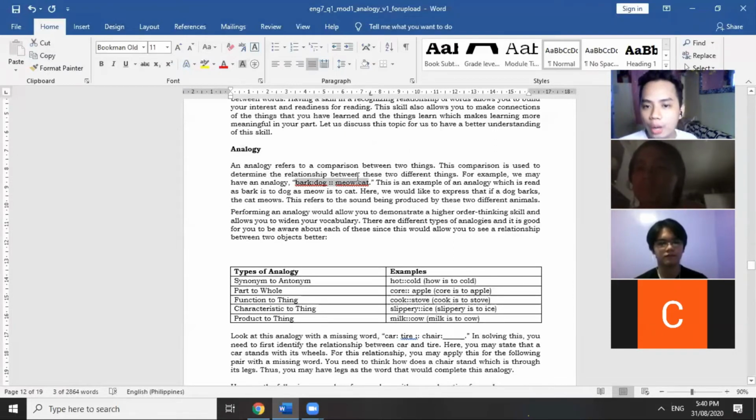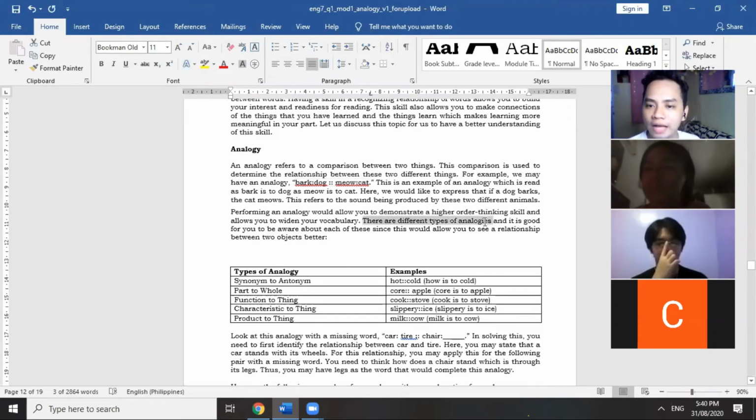Okay. Here, you would like to express that if a dog barks, the cat meows. This refers to the sound being produced by these two different animals. Performing an analogy would allow you to demonstrate a higher order thinking skill. So it allows you to think deeper and allows you to widen your vocabulary.